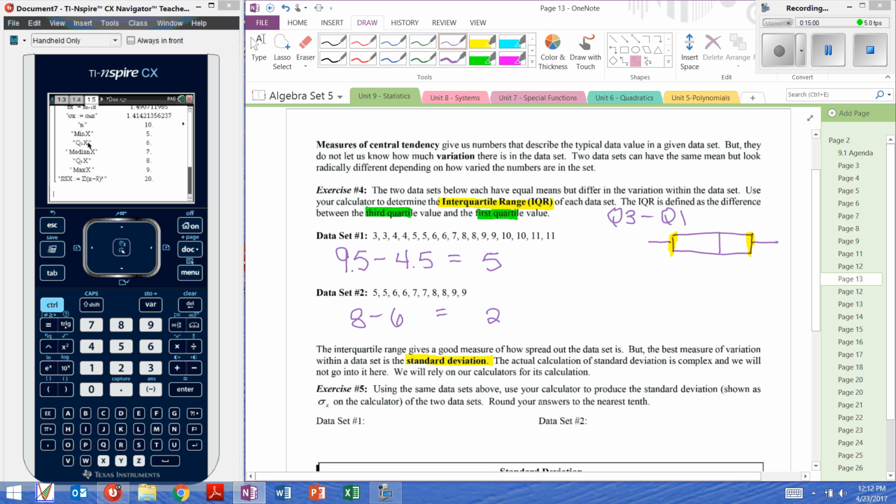So they're saying the difference from the top of the box to the bottom of the box in our box and whisker plot for data set 1 is 5, which would make sense. It just means that our data is a little bit more spread out. And same with data set 2.